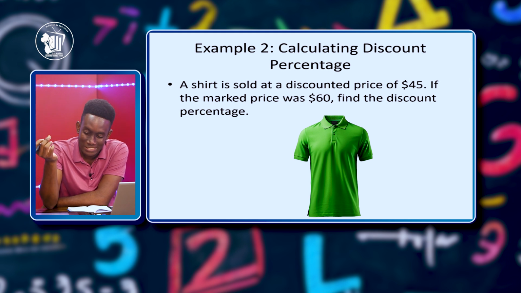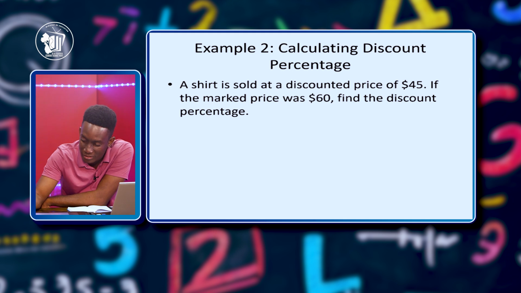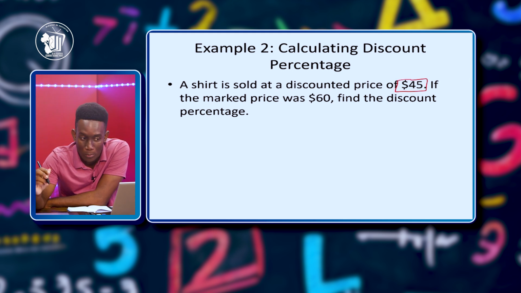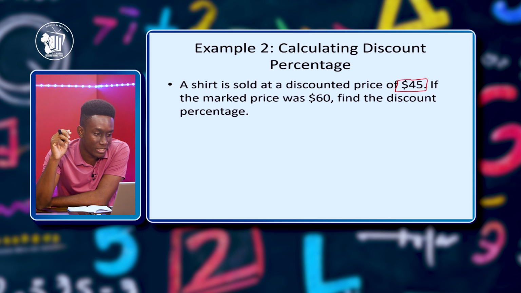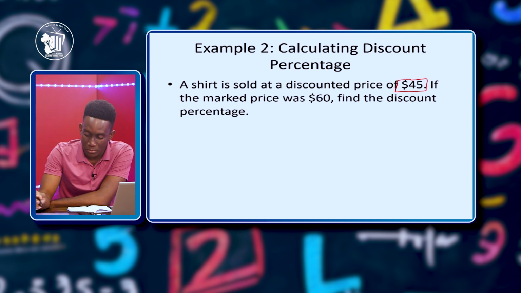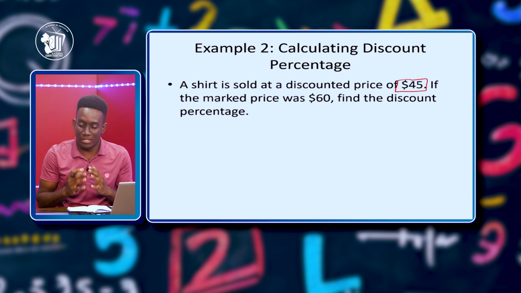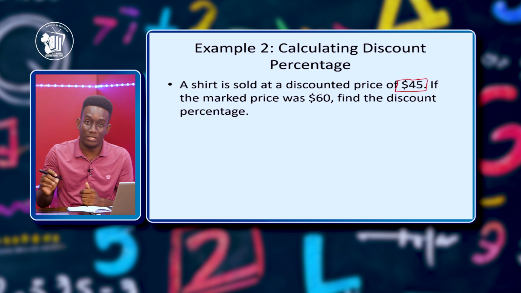So we see in this example, we are given the discounted price. This is the price that will come off. And then they said that if the marked price was $60, find the discount percentage. So we know to find the discounted price of an item is the discounted percentage over 100 multiplied by the marked price.